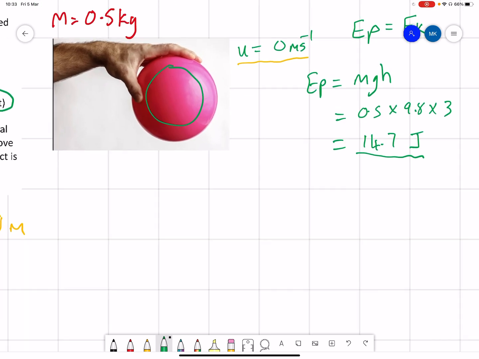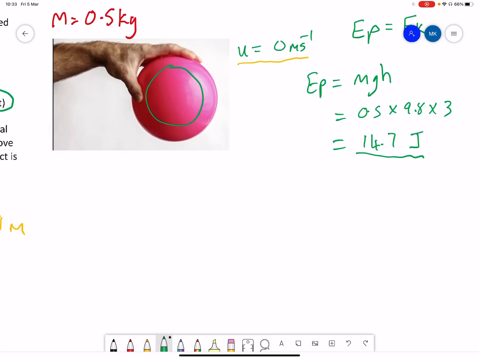That potential energy is now going to change to kinetic energy. You should all know the equation for kinetic energy from your sheet. EK equals 1/2 mv squared. And now we want to calculate the speed. We want to know the speed that it got to as it dropped from that height. So I'm just going to rearrange for v.